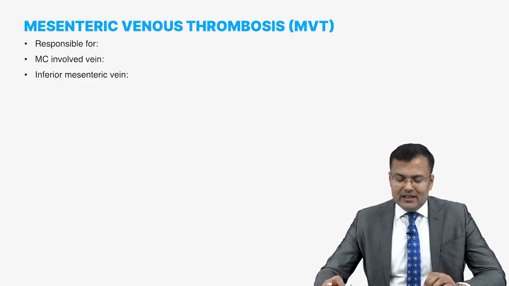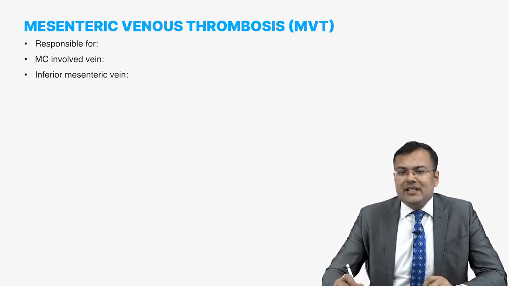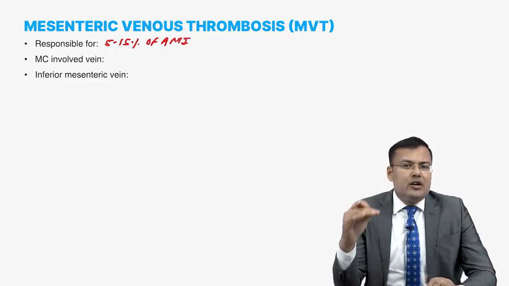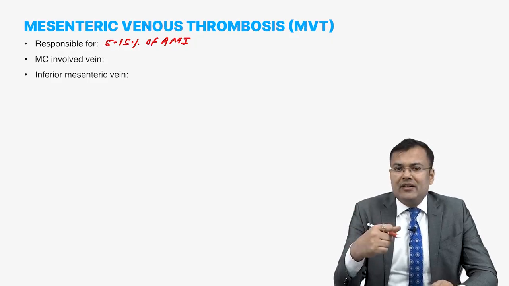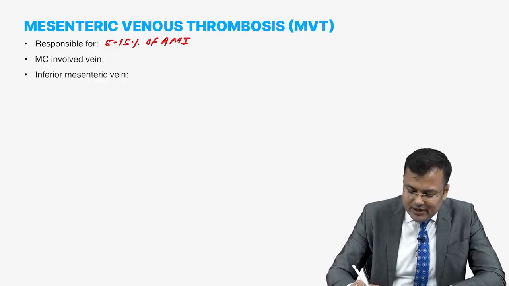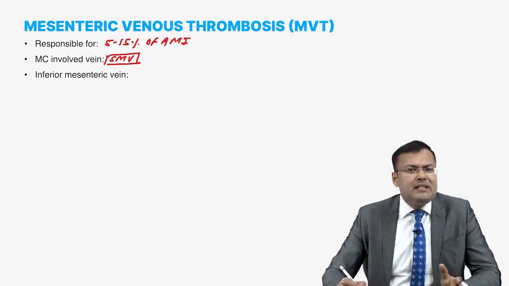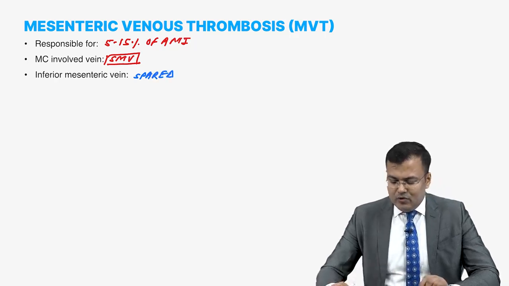Now we are going to discuss mesenteric venous thrombosis. We discussed that it is responsible for 5 to 15% of acute mesenteric ischemia. Let me tell you one important point. In acute mesenteric ischemia, the most commonly involved artery is the superior mesenteric artery. In mesenteric venous thrombosis, the most commonly involved vein is the superior mesenteric vein. The inferior mesenteric vein is relatively spared. Clear?